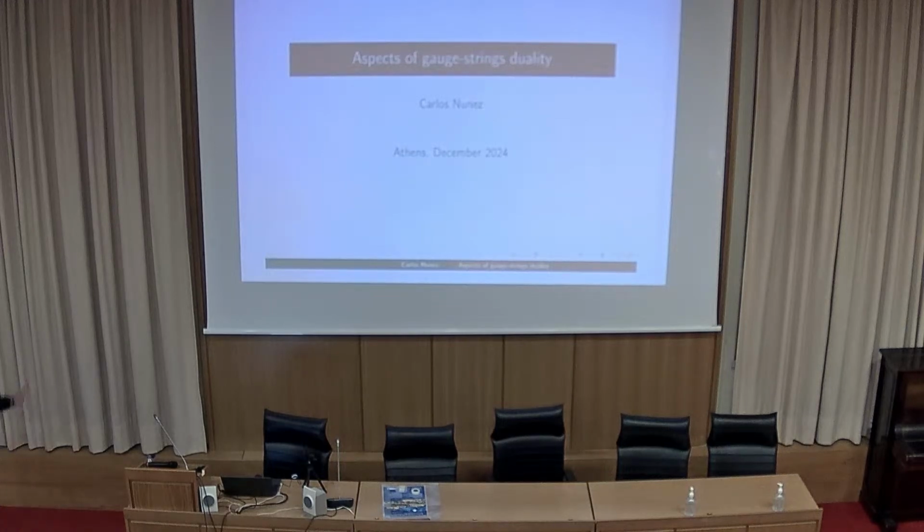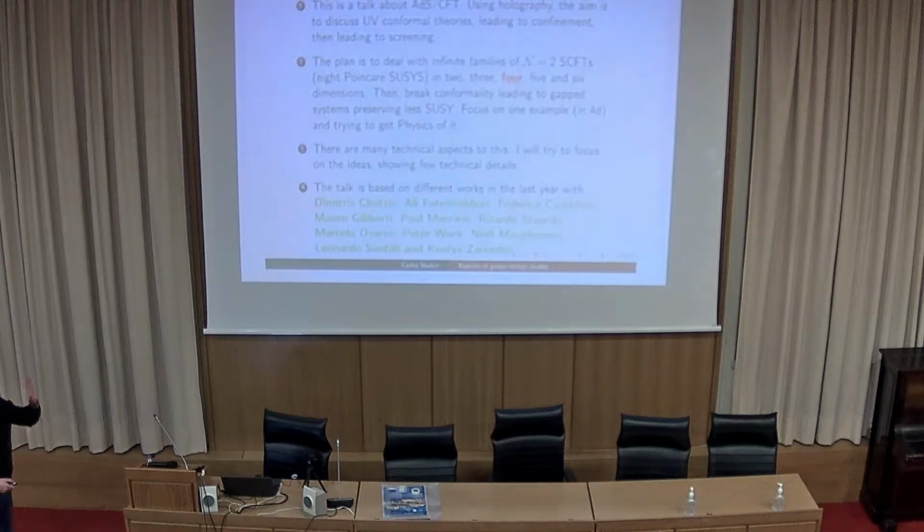So let's go. This, as you can see from the title, is a talk on AdS/CFT. The idea of the talk is going to be using holography. The aim will be to discuss some UV conformal theories, leading to confinement, and then leading to some screening like that. So the plan will be to deal with an infinite family of N=2 conformal theories, with 8 Poincaré supersymmetries. What I'm going to describe can be done in 3, 4, 5, and 6 dimensions. I will focus on the 4-dimensional situation here, and then break conformality by a vacuum expectation value.